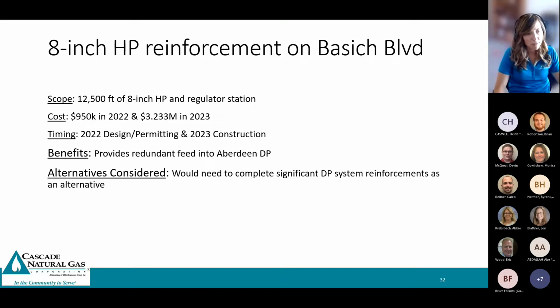Benefits, like I said, it'll provide a redundant feed into the Aberdeen distribution system, so a second regulator station. Alternatives considered, we did look at this. For this project, to equal the pressure gain we see, we would need significant distribution system loops and reinforcements to match it. And I actually don't think they can quite match what this project does.